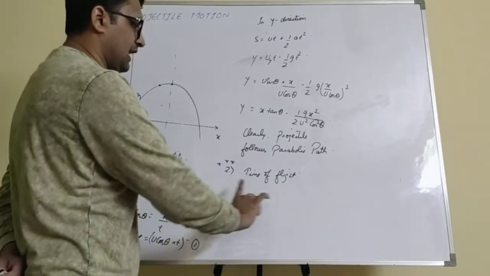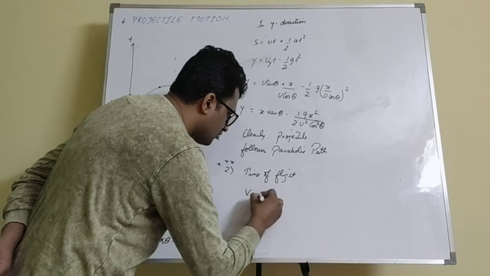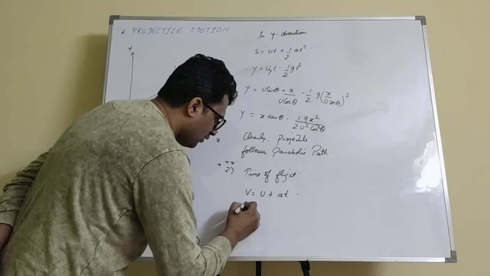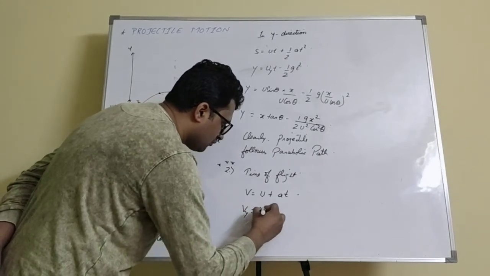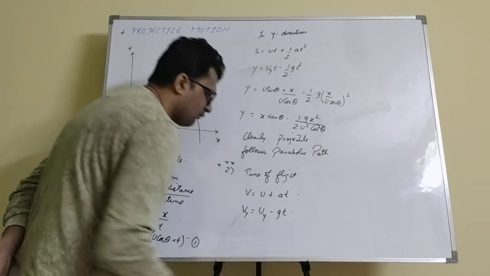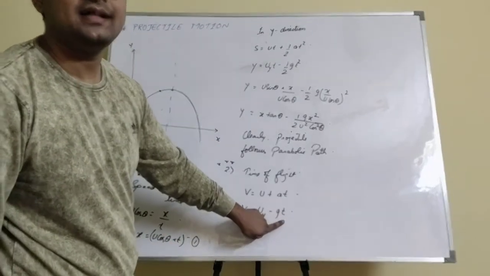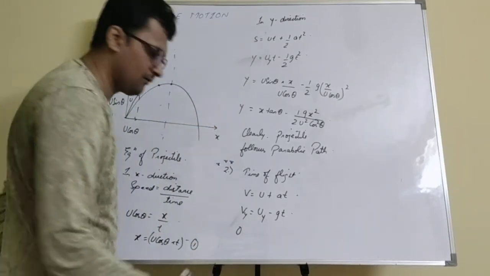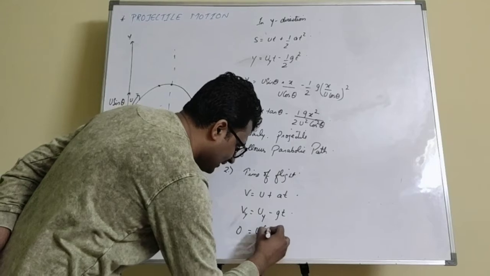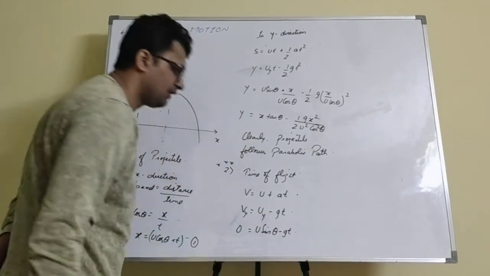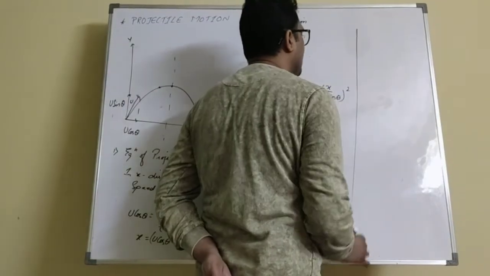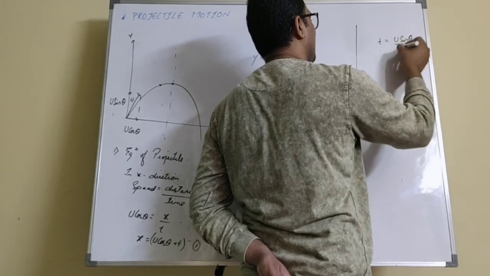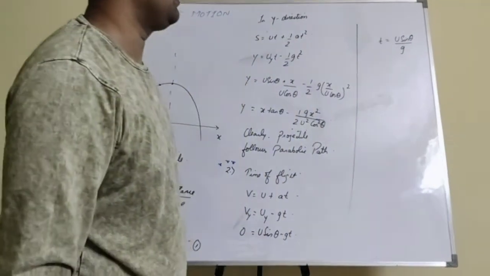Clear? Okay. Now for time of flight, I am applying v equals u plus at. So vy equals uy minus gt. What is t? Time taken by the projectile to reach maximum height. So at maximum height, vy is 0, and uy is u sin theta, so 0 equals u sin theta minus gt. Clear? So here small t can be written as u sin theta divided by g.